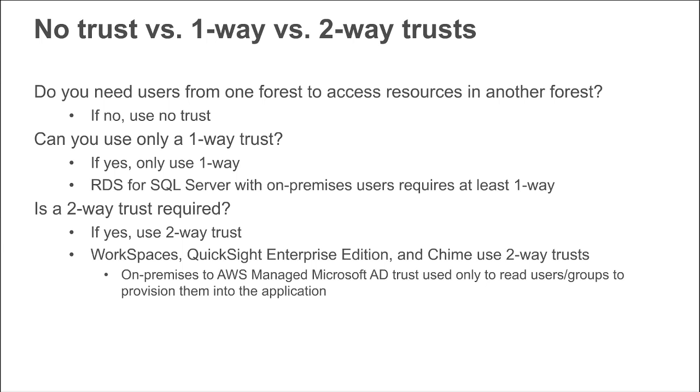Once they've read the user and created the user in their application, the trust from the on-premises side to the cloud is no longer used. It's only used to provision those applications. And then after that, the trust from the Microsoft AD in the cloud to the on-premises directory is used for the authentication phase of that communication.